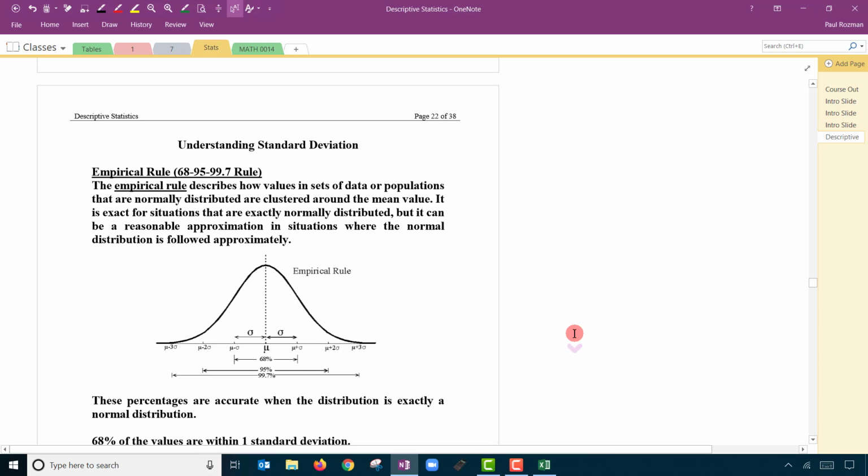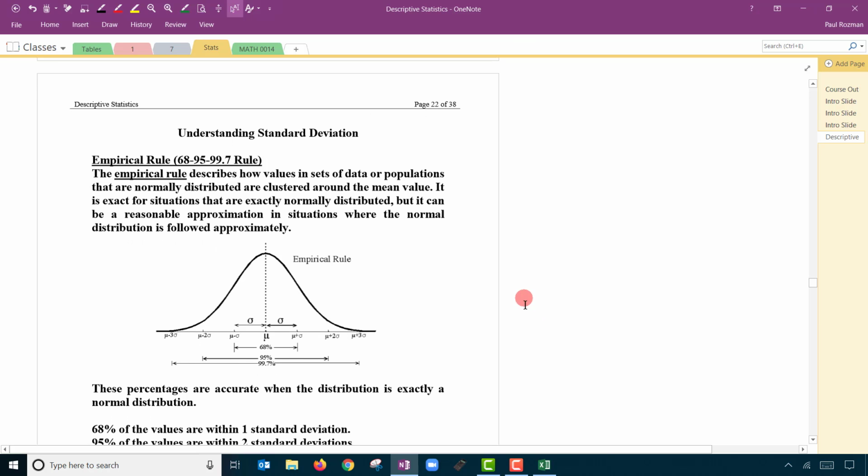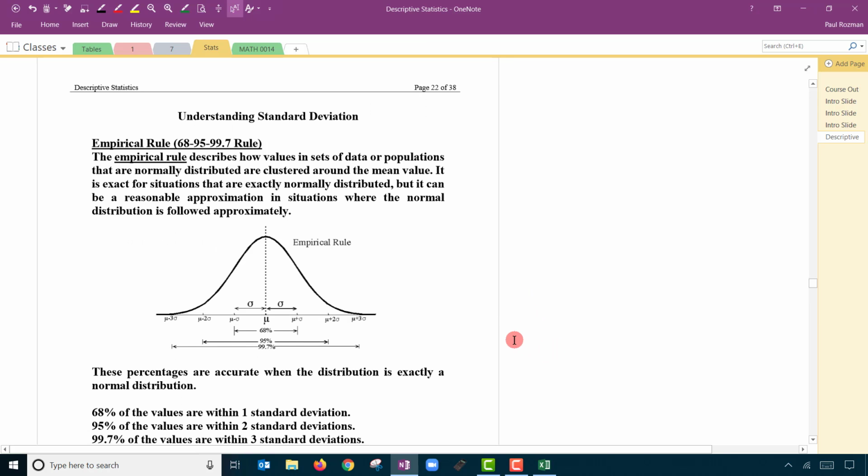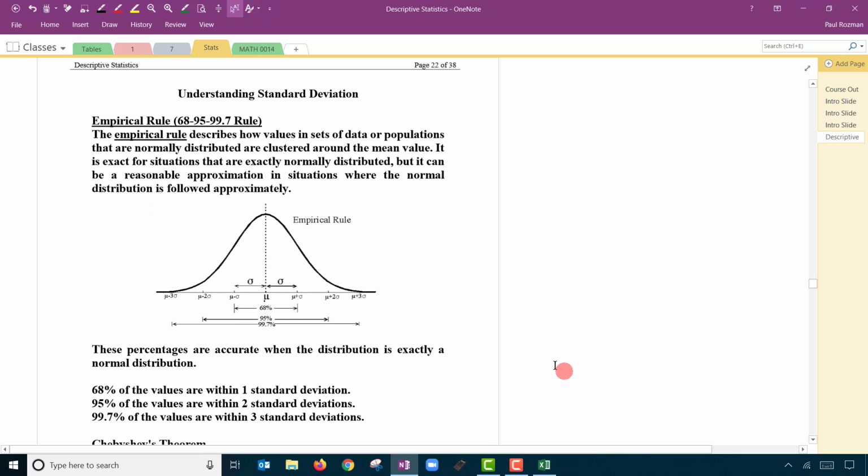Continuing on, trying to understand standard deviation. This is getting kind of long-winded. Hang in there. We get this thing called the empirical rule. It's based on the bell curve. So a lot of data sets tend to follow this bell-shaped distribution where most of your data is near the mean, and then there isn't much data far above the mean or far below the mean.